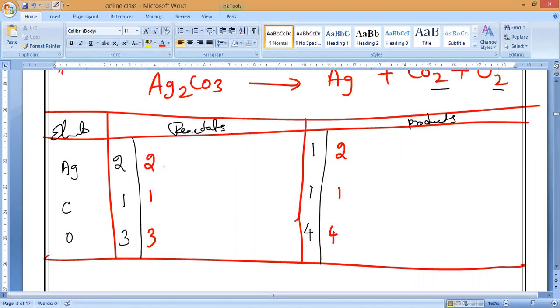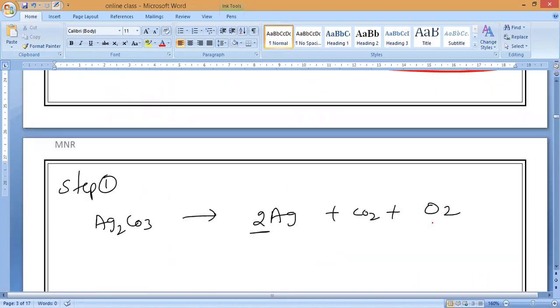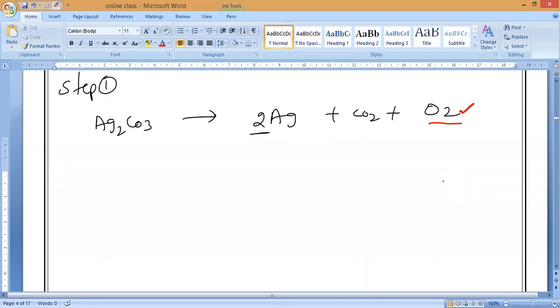Okay. Now you can check it. Silver is balanced. Carbon is also balanced. But oxygen varies by how many atoms? 1 atom. But does oxygen exist in the free state or not? Oxygen exists alone or not? Yes, sir. So by this time, what do you have to do? We have to apply the trick. What is the trick? Except that species, the remaining all we have to multiply with 2. Everybody? 2.